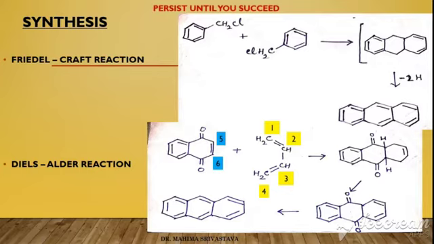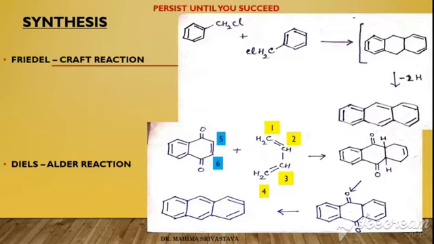So, Friedel-Crafts alkylation reaction takes place between two molecules of benzyl chloride and it yields 9,10-dihydroanthracene. This compound, which is shown in a square bracket, oxidizes very easily, losing two atoms of hydrogen, and yields anthracene. The reaction is conveniently carried out in the presence of AlCl3.